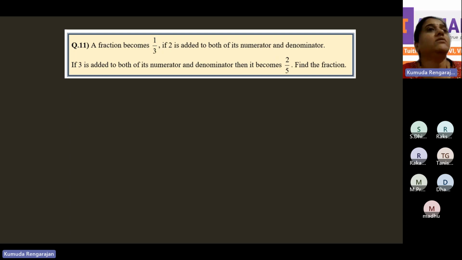Yeah. Write on the next question. Write on, children. A fraction becomes 1 by 3, comma, if 2 is added to both of its numerator and denominator. Full stop.